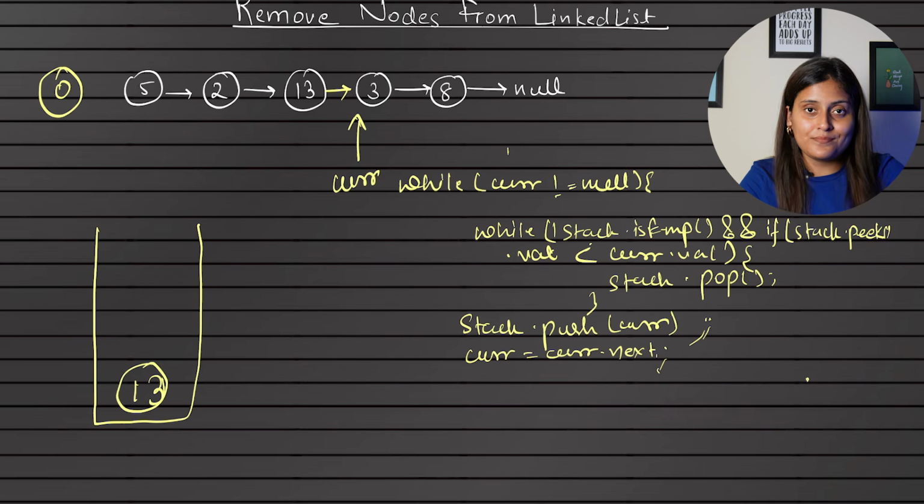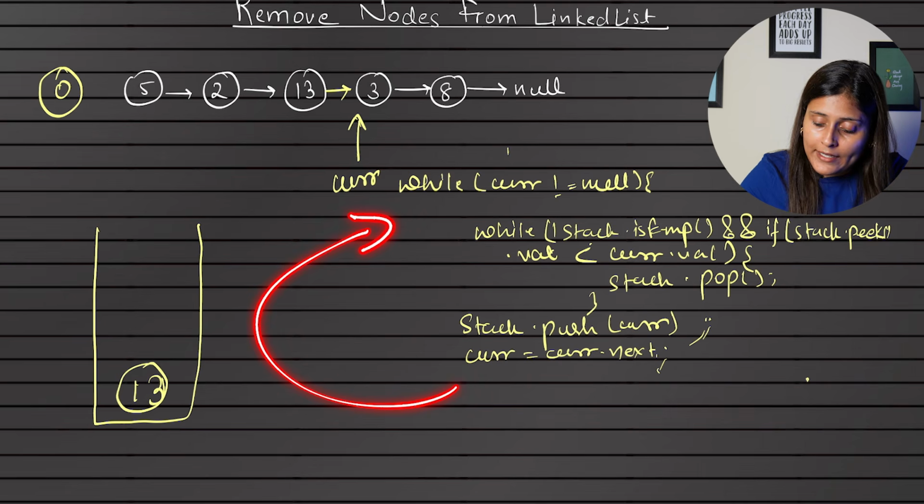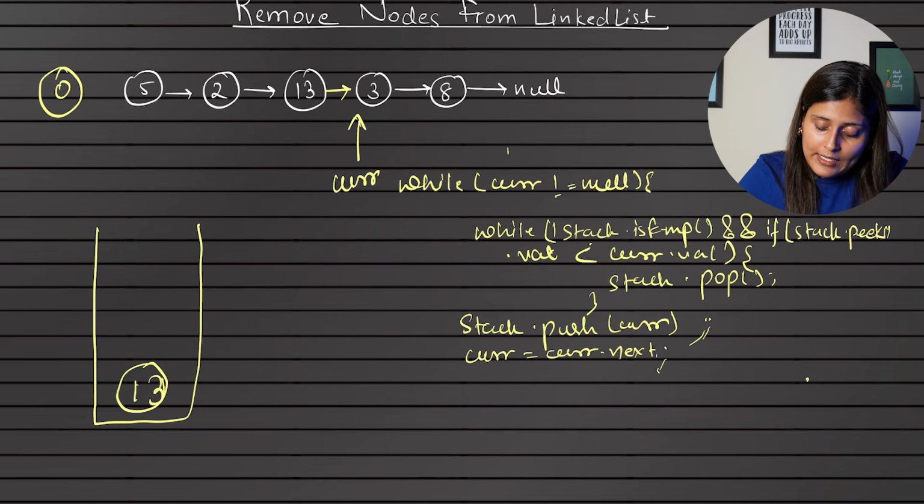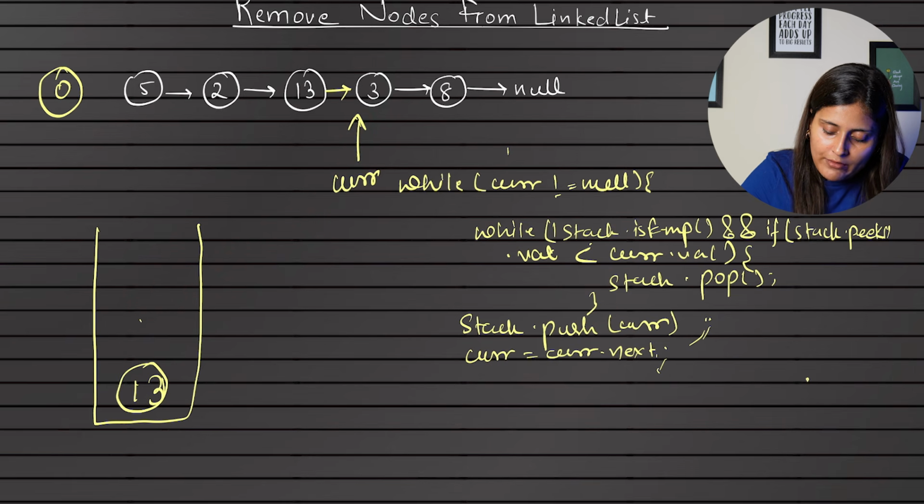Again we'll go ahead, current is not null. Is my stack not empty? Yes, it's not empty. Is the value of stack peek smaller? No, it's not. So don't pop. Come outside, push yourself. So 3 will get inserted. Now we will move our current ahead to 8, let's say.